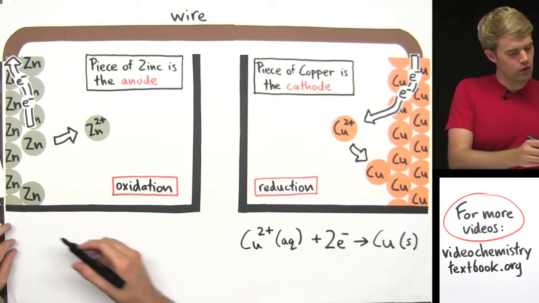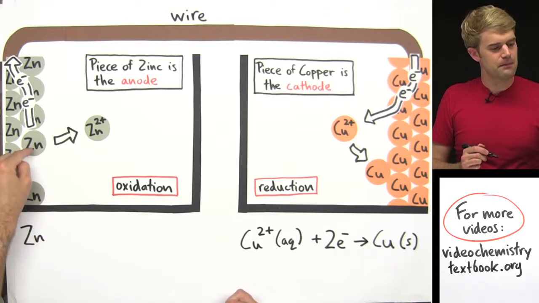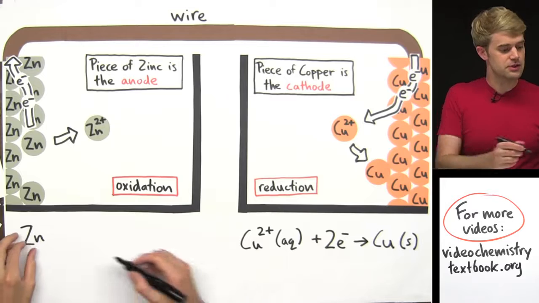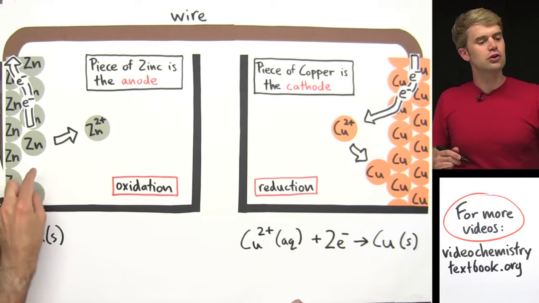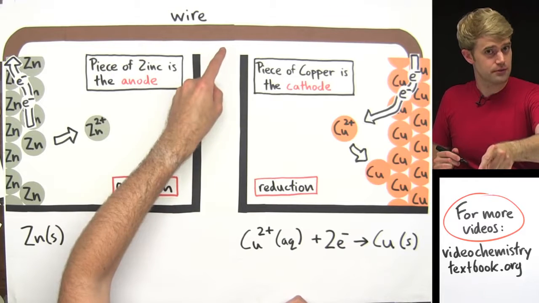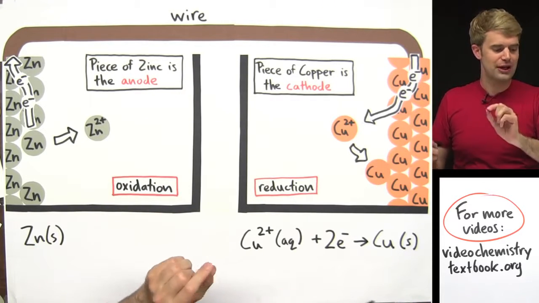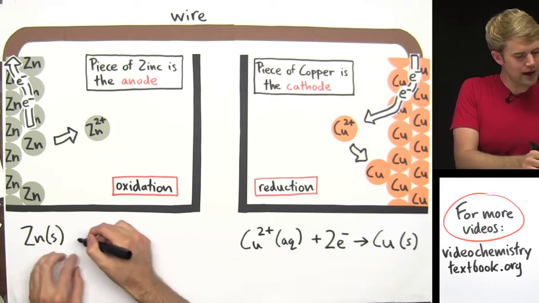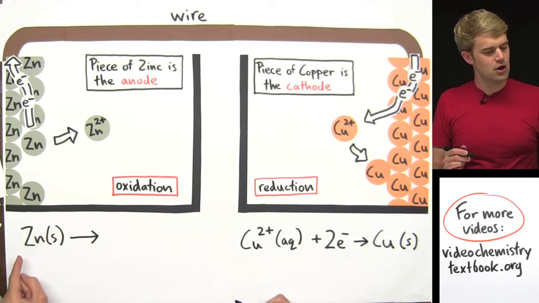We start out with a neutral zinc atom, and this neutral zinc atom is part of the solid piece of zinc. So I'm going to put this S here for solid. Now it loses 2 electrons. To show that we lose something in a chemical reaction, we put it on the other side of the arrow. Okay? So I'm not going to write anything right here. I'm going to put this arrow. I'll leave the electrons for last.